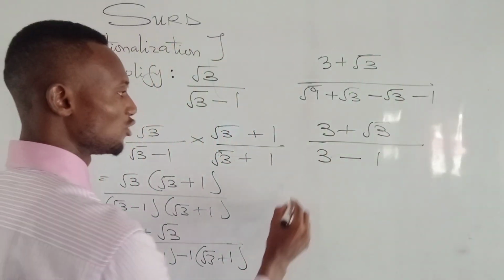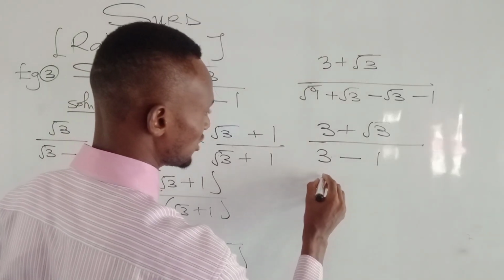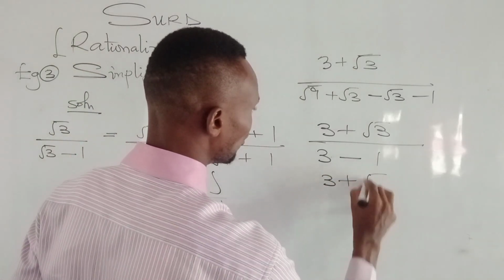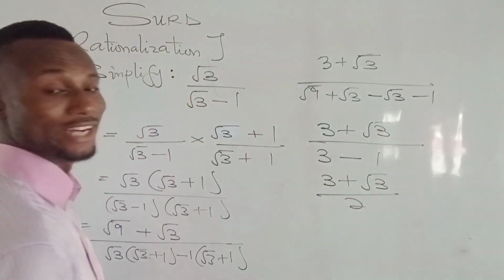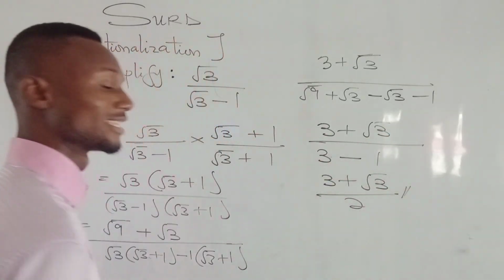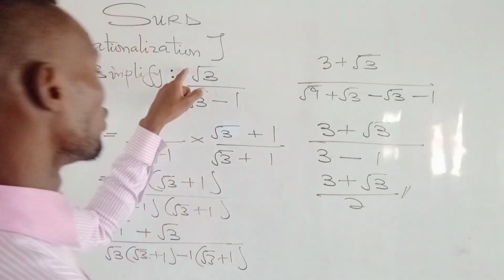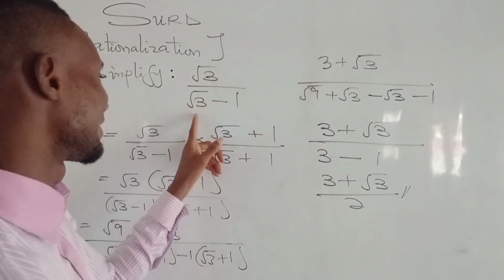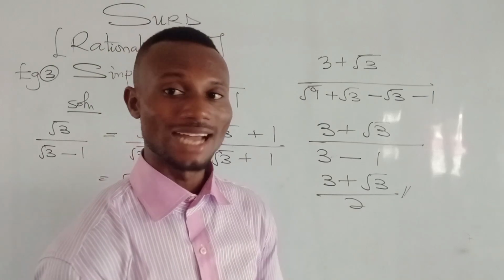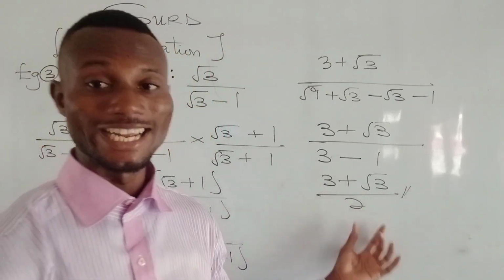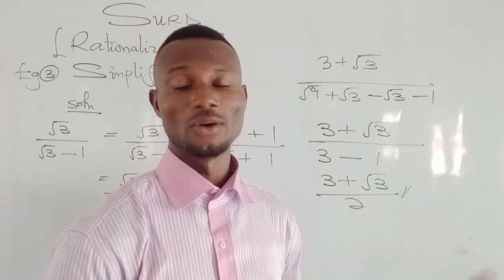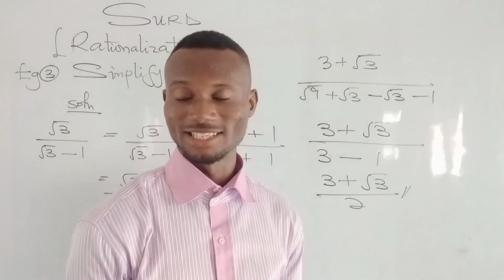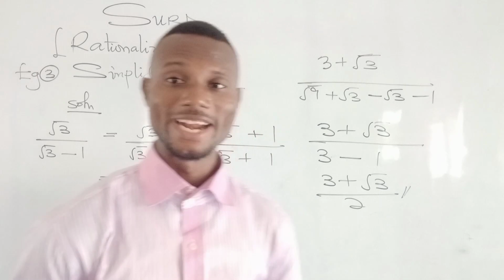Okay, let's go ahead and do the final simplification. So I'm going to have 3 plus root 3 all over 3 minus 1, which is 2. And this becomes my final answer for simplifying root 3 over root 3 minus 1. You can see that there's no more square root sign at the denominator. So that is me rationalizing it. So this is the final answer.